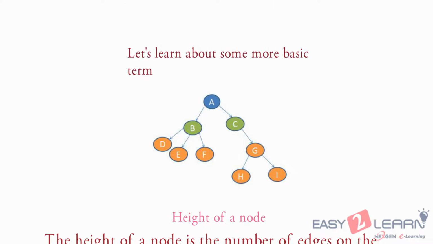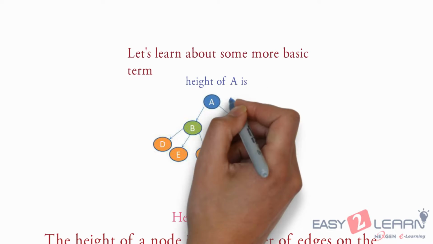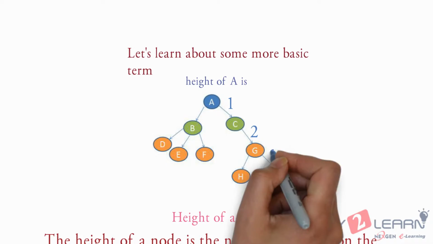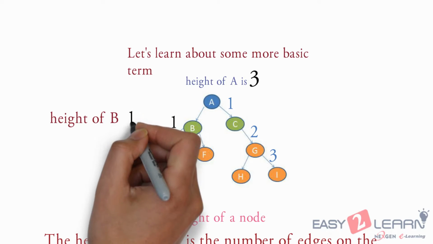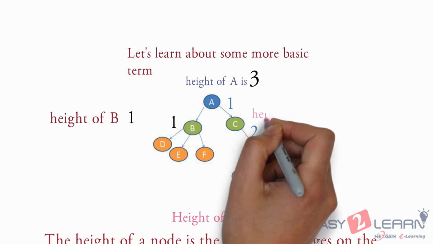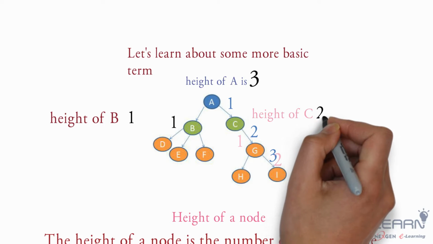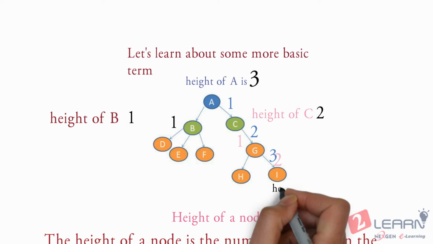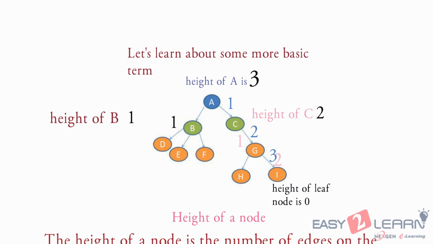Observe here. So what is the height of A? Let us calculate it. The height of A is 3 here, as shown. Now the height of B is only 1. Then what about the height of C? It has only 2 edges, so 1 and 2. So the height is 2. So what is the height of a leaf? The height of a leaf is always 0.